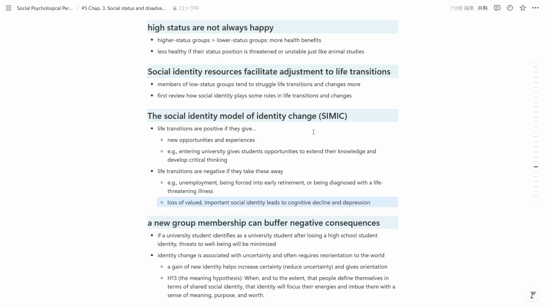But the negativity of life transitions can be reduced by a new group membership. So a new group membership can buffer negative consequences of life transitions. If a university student identifies as a university student after losing a high school student identity, threats to well-being will be minimized. So the life transition to university is unique in the sense that it is related to the loss of their high school student identity, but also related to a gain of university student identity.